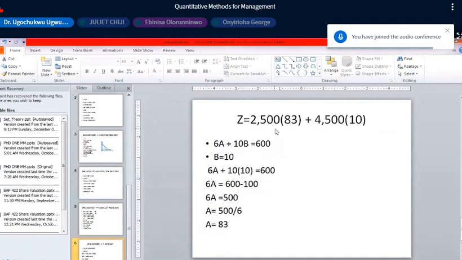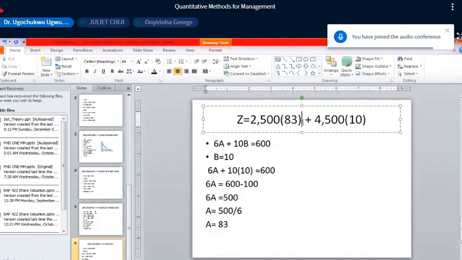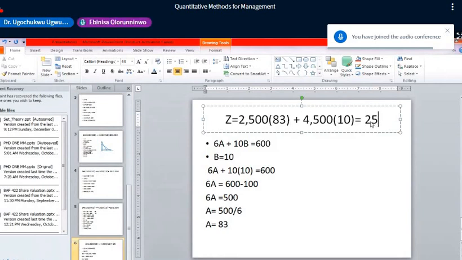And the last one, which will be 2,500 multiplied by 83 plus 4,500 multiplied by 10. This will give you 252,500.